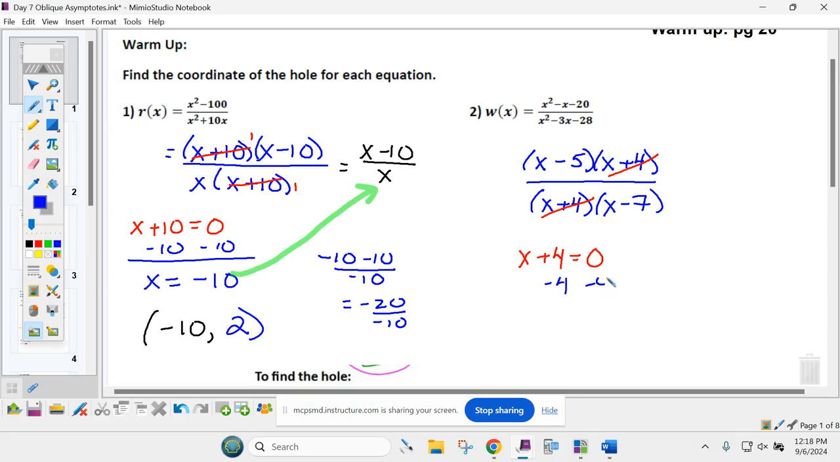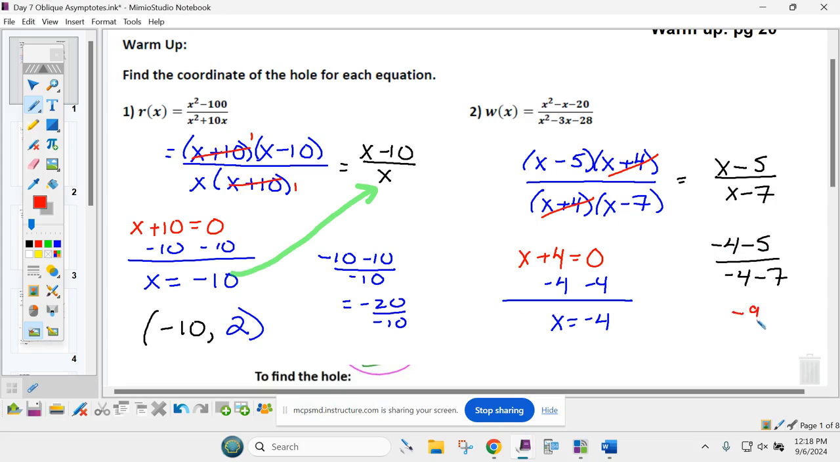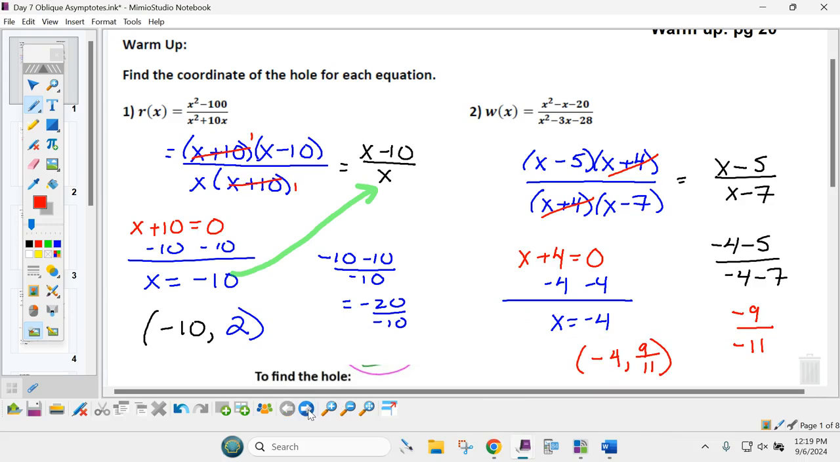So the factor that divides to 1 gets us the x coordinate of the hole. Now the compressed function, I'm going to input negative 4 to each x and simplify. So negative 4 minus 5, negative 4 minus 7. Negative divided by negative is positive. So we get negative 4 comma 9/11. Okay.